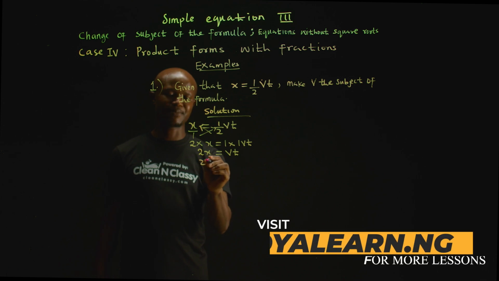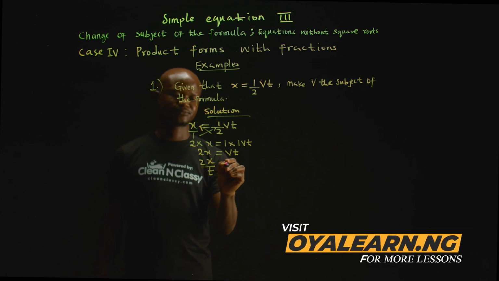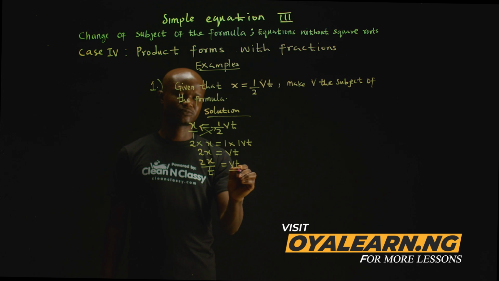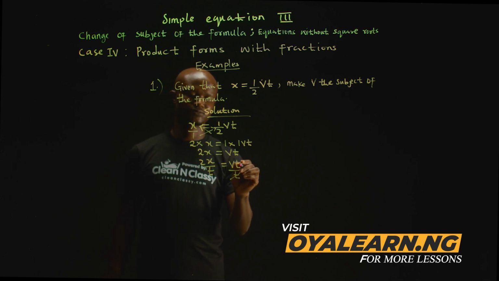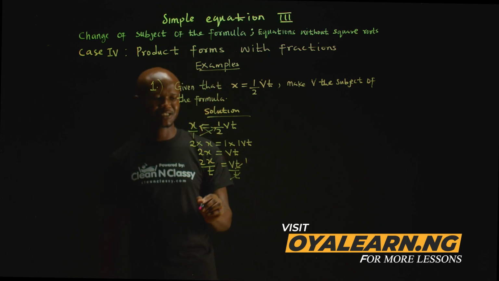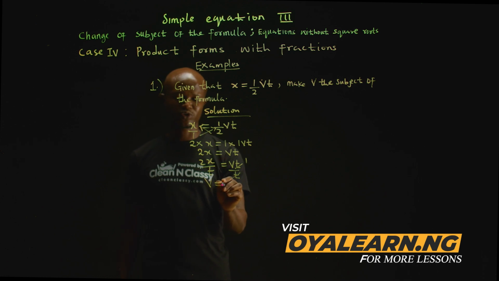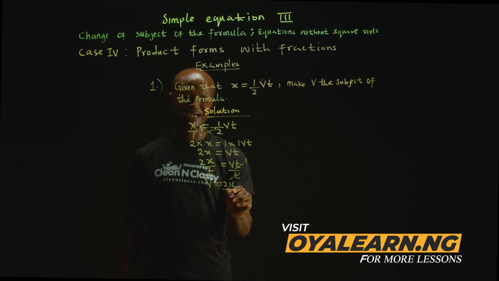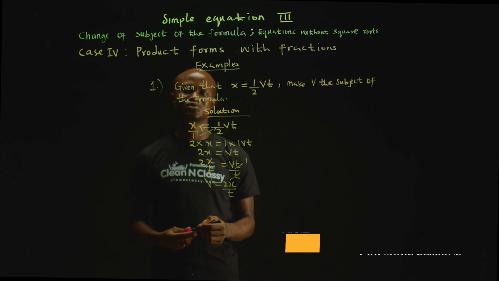So we divide both sides by what? By t. Then it means that V equals what? 2x divided by t. That is the solution to the problem.